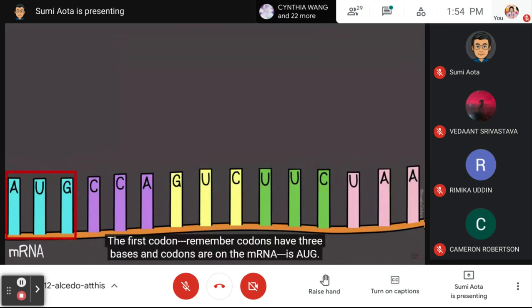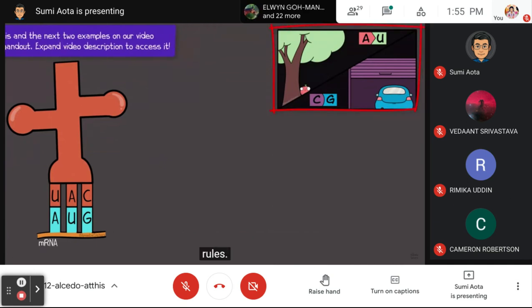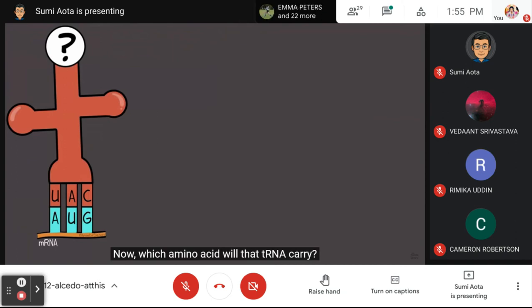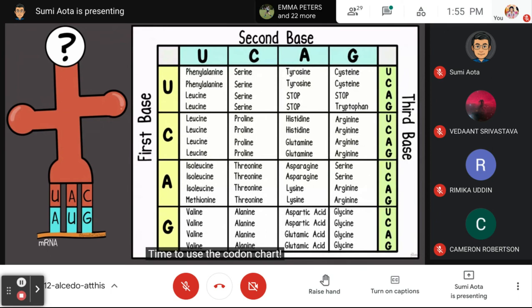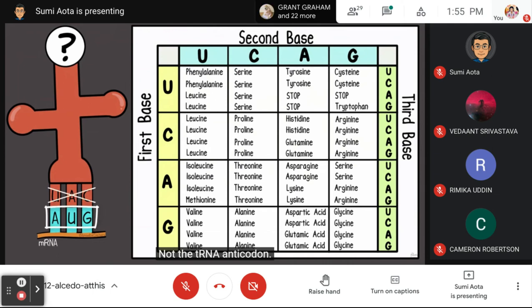The first codon, remember, codons have 3 bases, and codons are on the mRNA, is AUG. That means the tRNA anticodon will be UAC, and we know that because of the base pairing rules. Now, which amino acid will that tRNA carry? Time to use the codon chart. We'll use a rectangular one, and remember, it's the mRNA codon that we look at, not the tRNA anticodon.